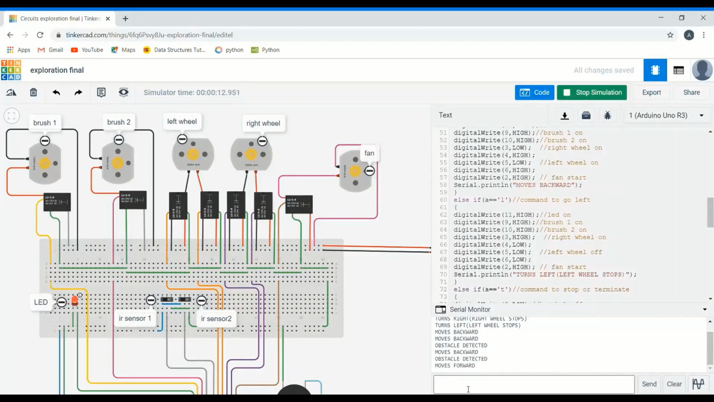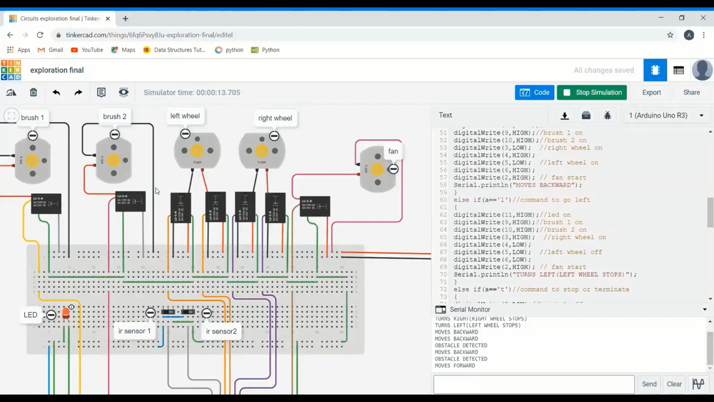If I give the command T, it means that the system should stop. We can observe that all the motors have stopped and the LED blinks for a while and then stops. If we want to find the location or the position of the system, we can give the command T. By doing so, the LED blinks for a while indicating its position.